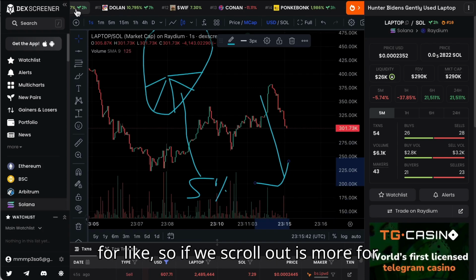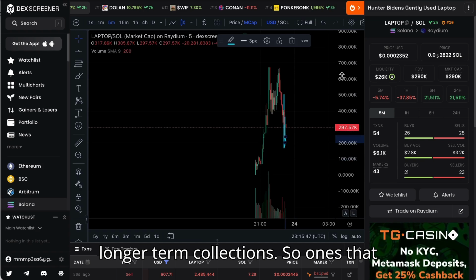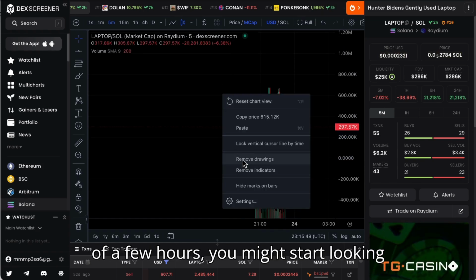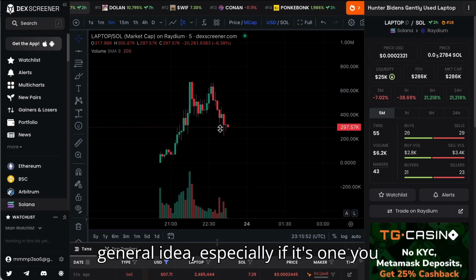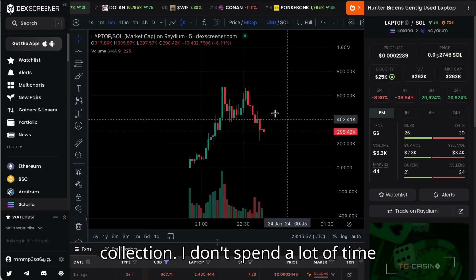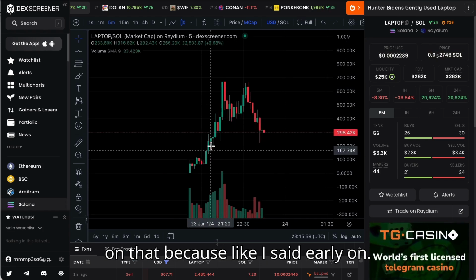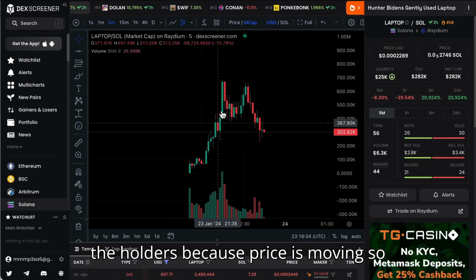Like I said, if we scroll out, this is more for longer-term collections. For ones you're looking to trade after a period of a few hours, you might start looking at token holders to get a general idea, especially if it's one you want to hold for a day or longer and you're quite bullish on the collection. I don't spend a lot of time on that because, like I said, early on you're not really bothered about the holders because the price is moving so fast.